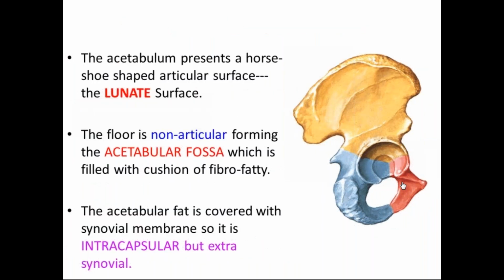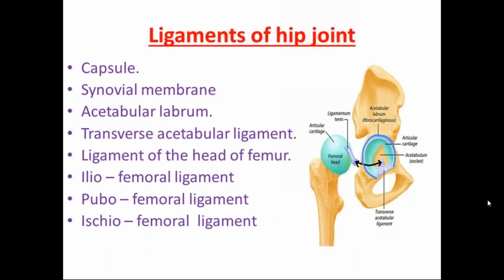The acetabulum here represents a horseshoe-shaped articular surface, the lunate surface. The floor is a non-articular part forming the acetabular fossa, which is filled with a cushion of fibrofatty tissue. The acetabular fat is covered with synovial membrane, so it is intracapsular but extrasynovial. Though the articular surfaces of the hip joint are reciprocally curved, they are not coextensive.